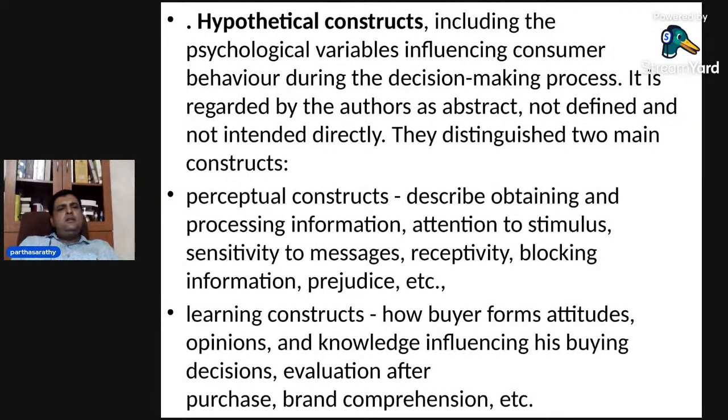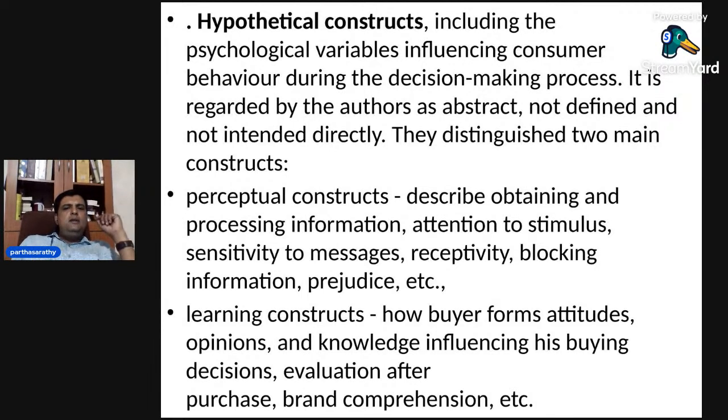So a hypothetical construction may come true, may not come true, but what is important are the perceptual construct and the learning construct. The perceptual construct is with respect to my five senses, and the learning construct is with my previous experience. So this is how we should try to understand this.